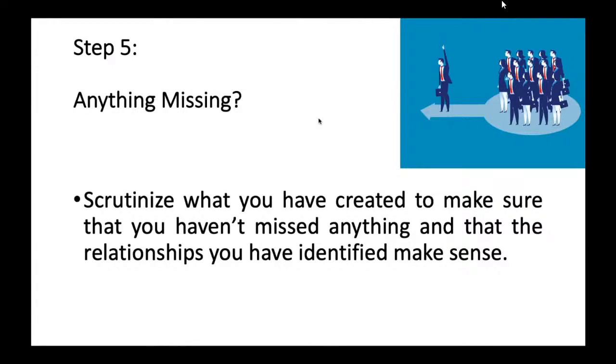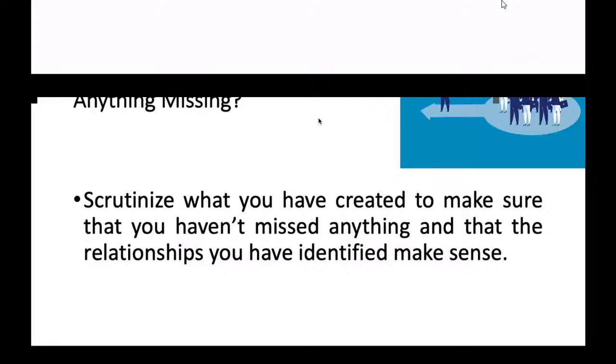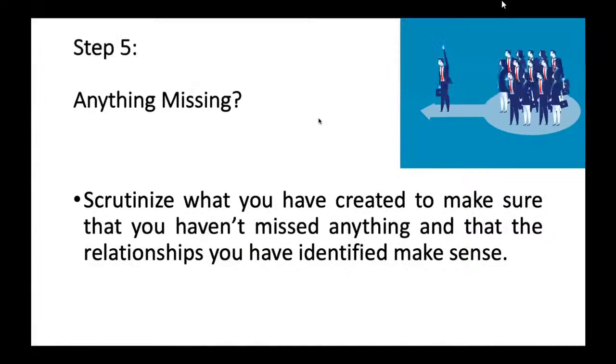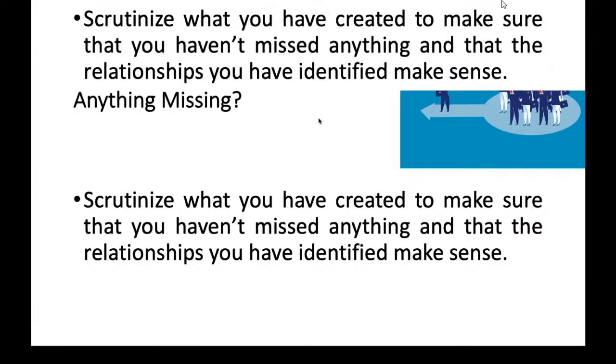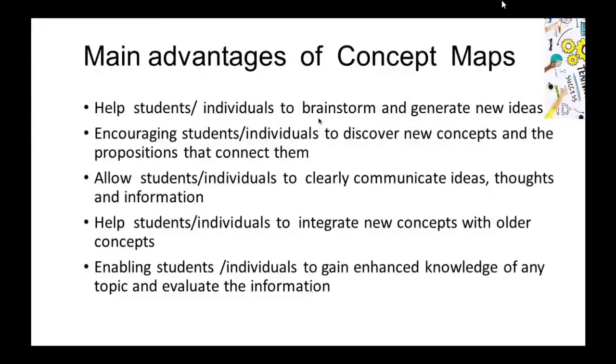Number 2, the relationships which you have represented using connectors or linking phrases, they make sense. If they are not making sense, something is wrong. Something is missing. Something is misrepresented or ill-represented. Please be careful. So this is how you will draw the concept map.